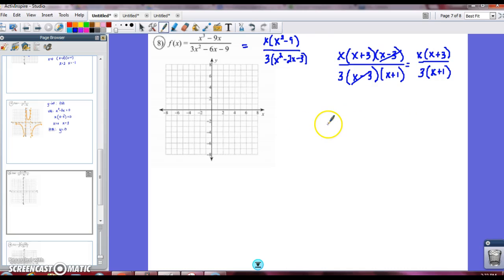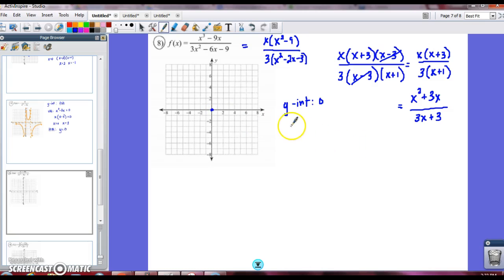Let's talk about intercepts. So if I were to multiply that out, I end up with x squared plus 3x over 3x plus 3. And if I plug 0 in for x, I end up with 0 for the whole thing. So my y-intercept, f of 0, my y-intercept is 0. So I know I have a y-intercept at 0.